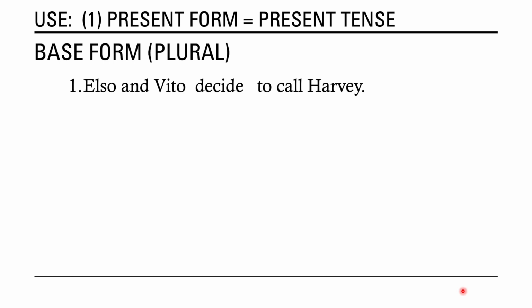Now, let's talk about the uses. So, the first principal part is the present form. And of course, it's used for the present tense. For the base form, of course, we're going to use those verbs with no S. Let's take a look. Elso and Vito decide to call Harvey. So, see the verb here, decide. It's in the base form. So, it's plural. And the tense of the sentence is present. It's now.